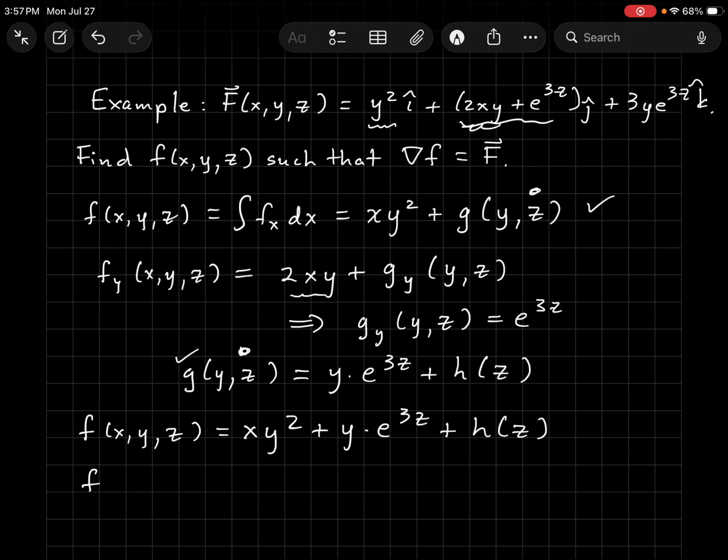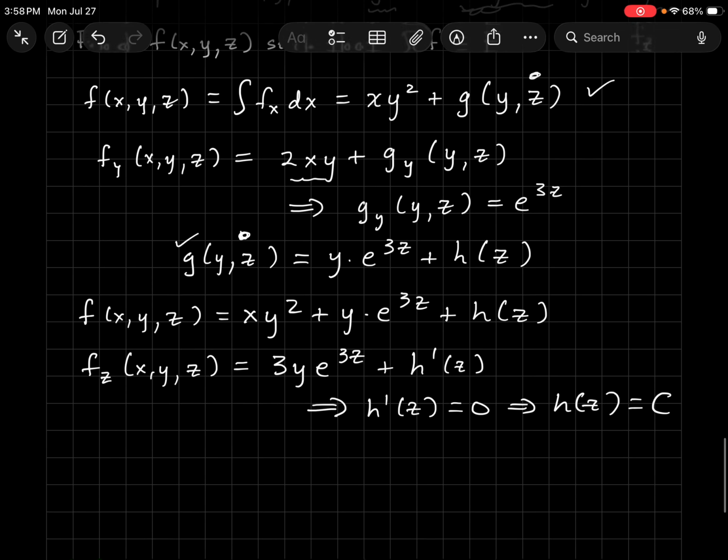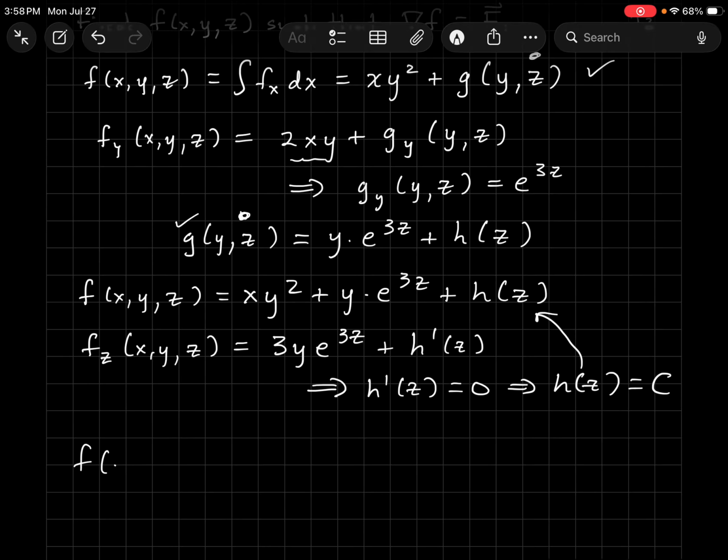And now I'm going to take the partial of this with respect to z, which is going to give me 3y e to the 3z plus h prime of z. And so if I go back and look up here, this of course is the partial with respect to z. And when I look up there, there is 3y times e to the 3z plus nothing, which means that h prime of z is 0, which says that h of z is simply a constant. And now I can plug this back right there, and I can get my final function, f of xyz equals xy squared plus y e to the 3z plus perhaps some constant c.